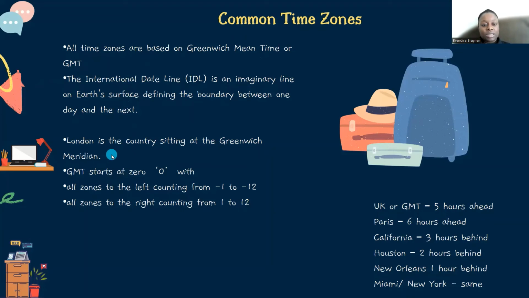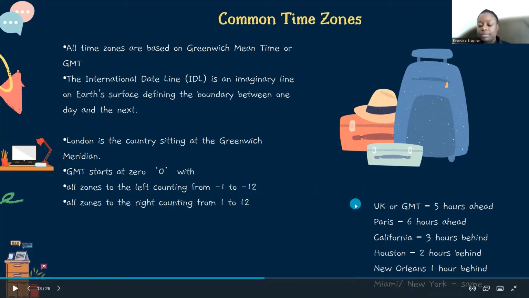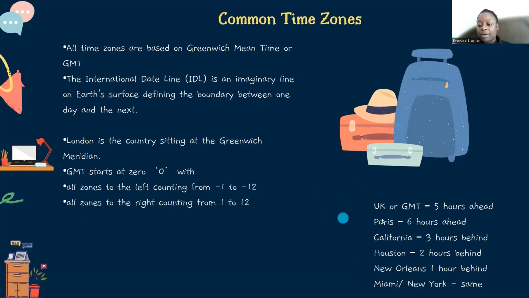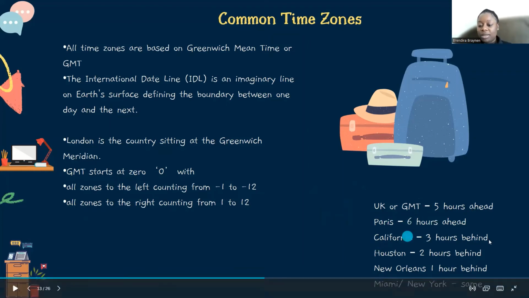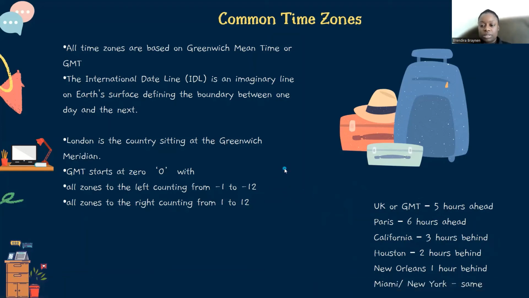Like I said, London is the country sitting at Greenwich Mean, GMT, and it starts at 0. Like I said, all zones to the left are negative 1 to 12, going up. All zones to the right are positive 1 to 12. And so these are some things that I put here as well. UK or GMT, 5 hours ahead of the Bahamas. Paris, 6 hours ahead of the Bahamas. California, 3 hours behind. Houston, 2 hours behind. New Orleans, 1 hour behind. Miami or New York is the same. So I just put those there as just brief reminders.